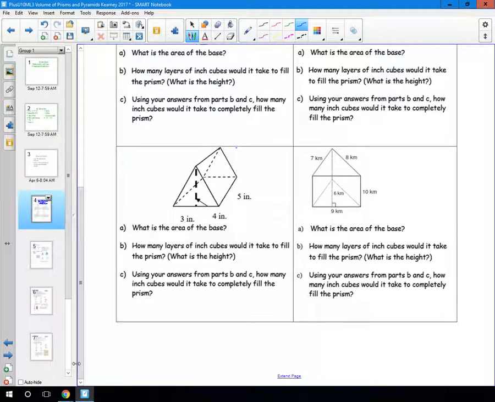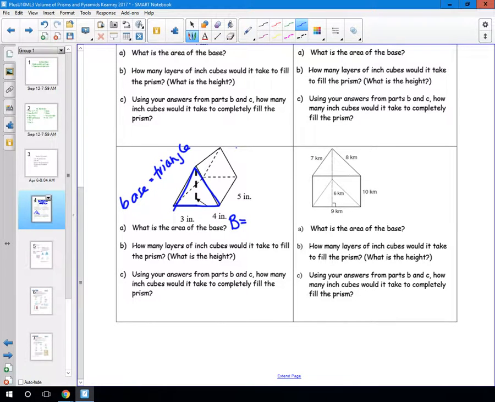Okay, so what shape do you see being repeated throughout this entire figure? So the base, what do you see? I see a triangle. And I know a lot of people think the base is the bottom. The base is not always the bottom. The base on a prism is the shape that's being repeated. Okay? So to find the area of that base, we're going to do big B. So the base is this triangle that's being repeated. Okay, so how do you find the area of a triangle?